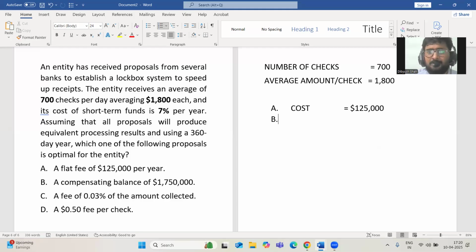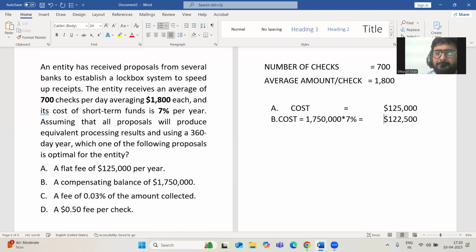So if I maintain this much amount, my cost of funds is 7%, so I will not be able to earn 7%. So $1,750,000 will be blocked. The opportunity cost of this will be that I could have earned 7% of this. That is also a cost only, right? That is $122,500. So see, option A is asking a flat fee, $125,000.